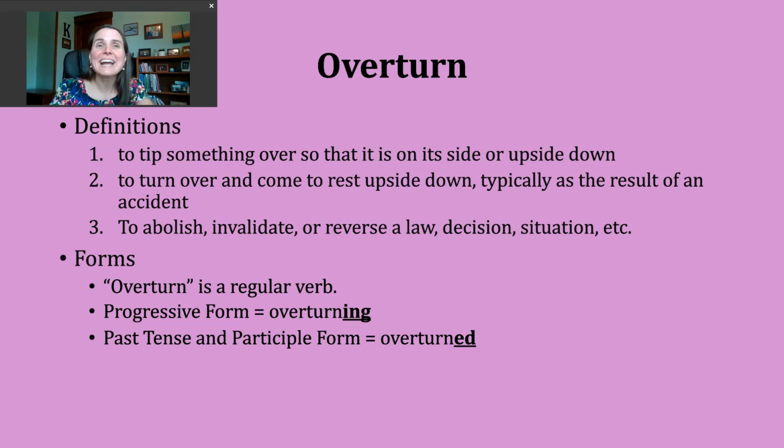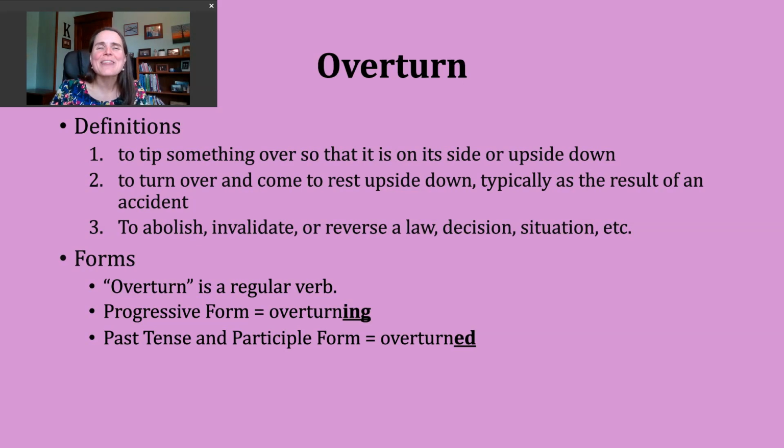A third way you might encounter this verb overturn means to abolish, invalidate, or to reverse some type of law, a decision, or a situation. Here in the United States, it's really common to hear this verb used in connection to appellate type cases. So, again, very much connected to legal decisions. As we work through our court process here, you might hear of appellate courts or the Supreme Court overturning an earlier decision or a lower court's decision.